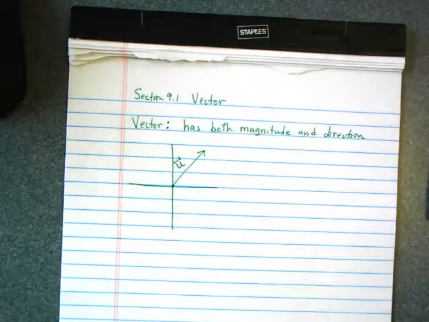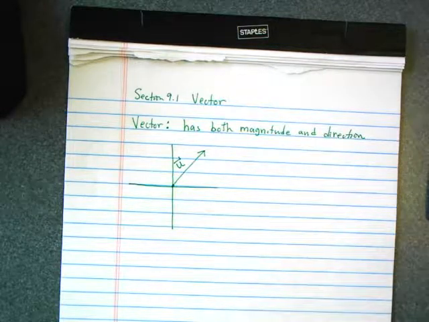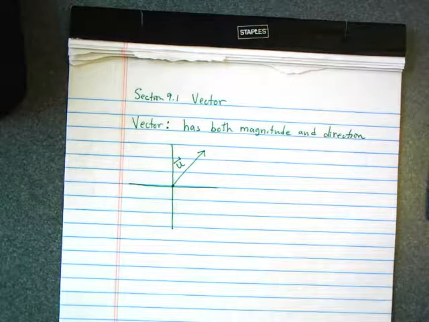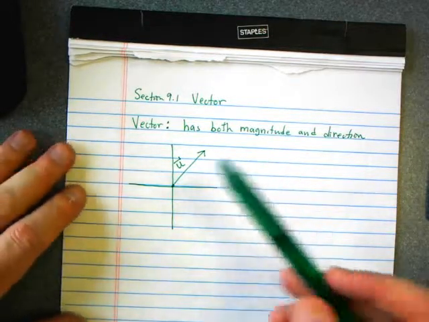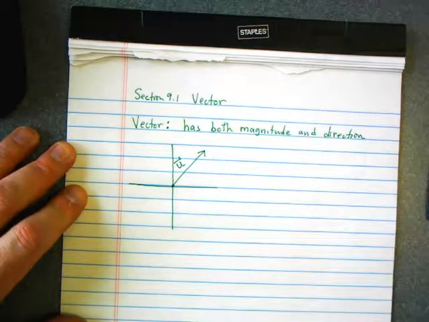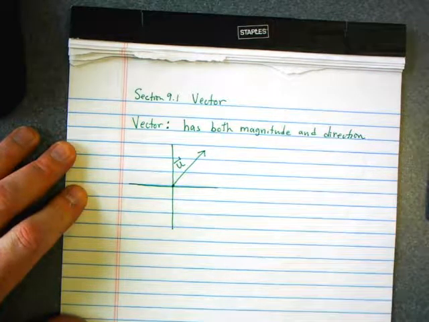U with a little arrow on top of it like so. What do I mean when I say it has magnitude? What's magnitude? Length. Correct. Eventually he hit the right thing. The magnitude of a vector is its length. How would I find the length of that vector? Draw a triangle and use the Pythagorean theorem.